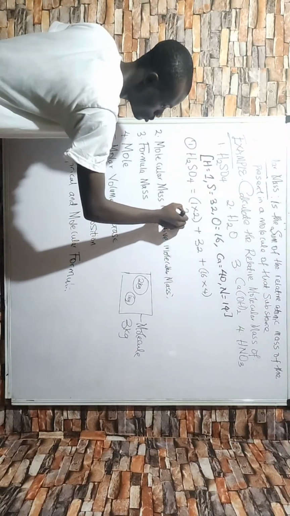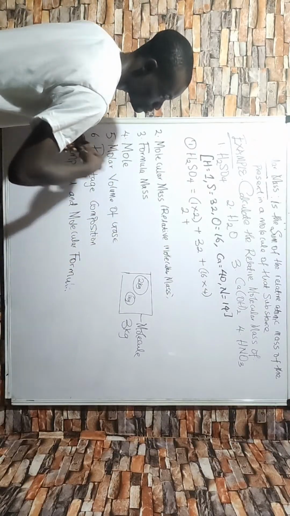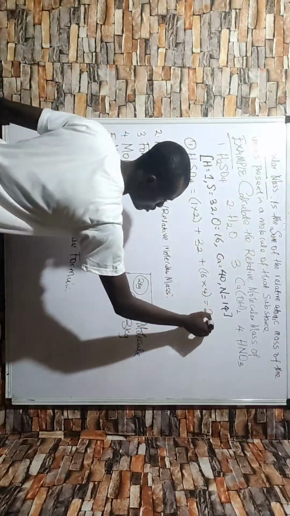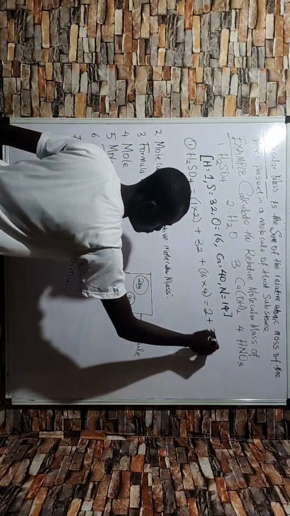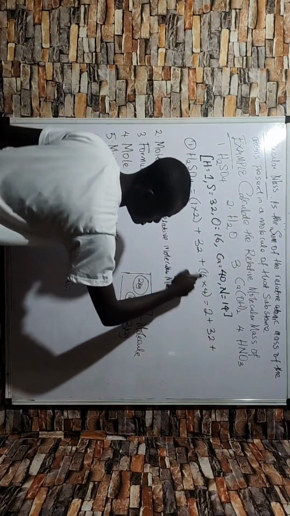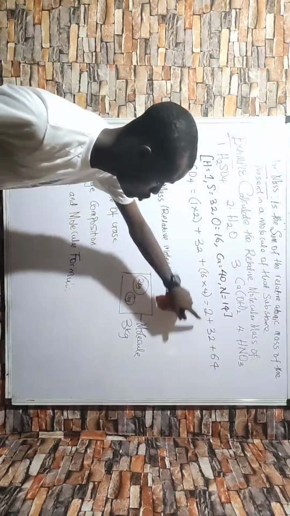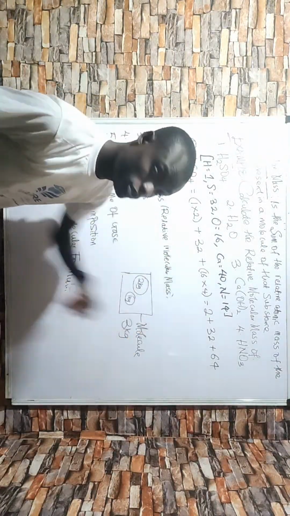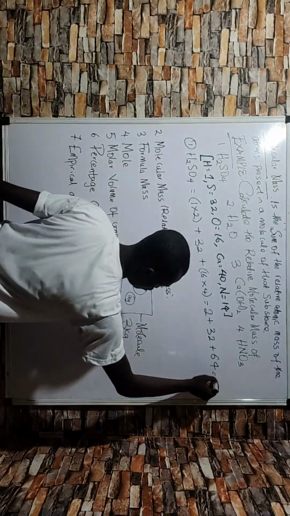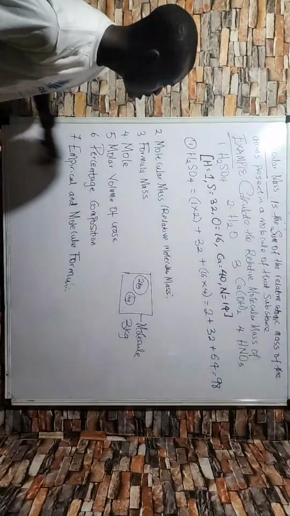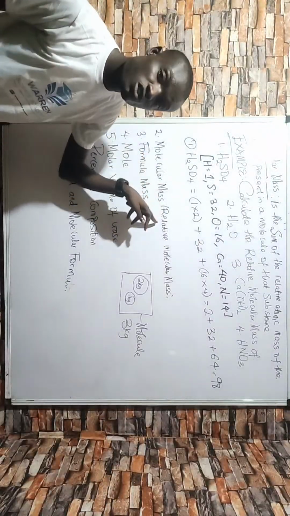So 1 times 2 here will give us 2, plus this is 32, plus this is 16 times 4 will give us 64. Now we are going to add this up. So this will be 34. 34 plus 64 will give us 98. So this is 98.